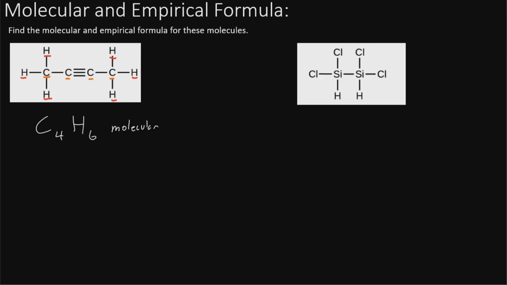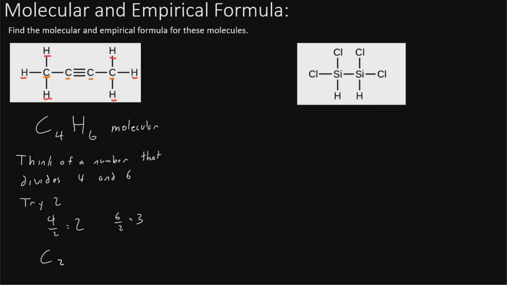To get the empirical formula, we need to think of a number that will divide 4 and 6 evenly. Well, the number 2 will divide both of those numbers evenly. So we'll write 4 divided by 2 is 2, and 6 divided by 2 is 3. Therefore, the empirical formula would be C2H3.